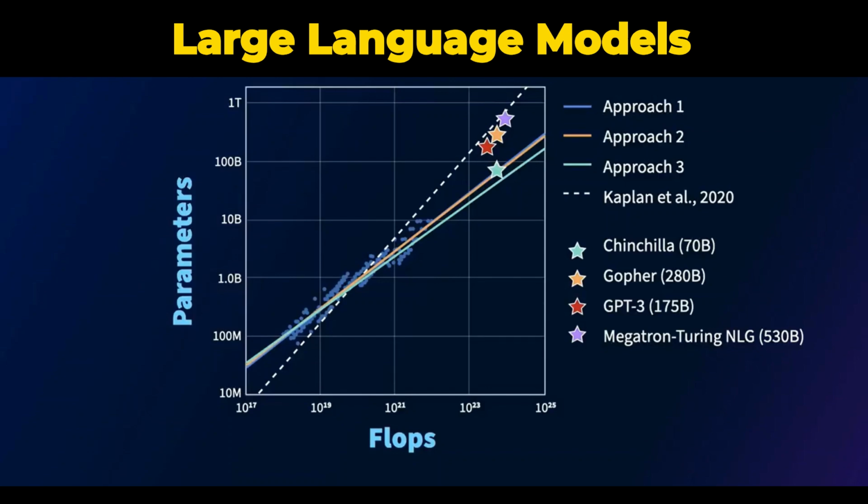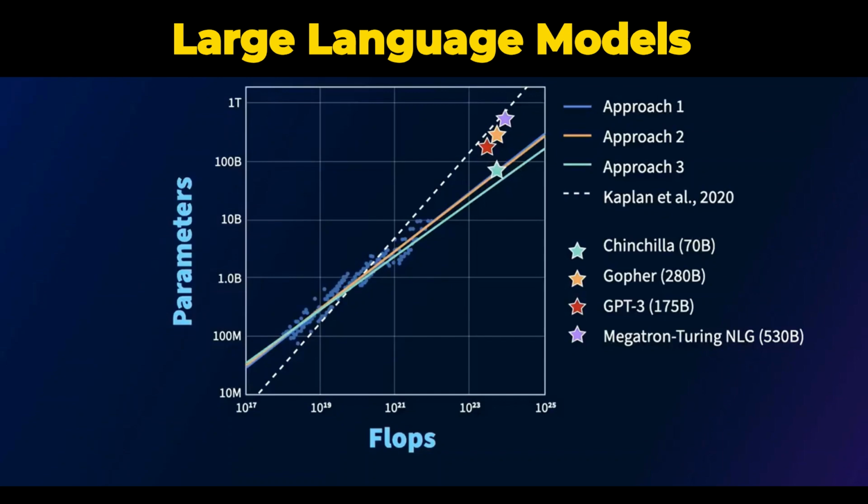Now, on the x-axis, we have flops or floating point operations, and these are a measure of computation. So the further you go across on the x-axis, the more expensive it is because you require more computational resources. On the y-axis, we have the number of parameters for the models, so that's the size of the model. And as we go up, the models are getting significantly larger.